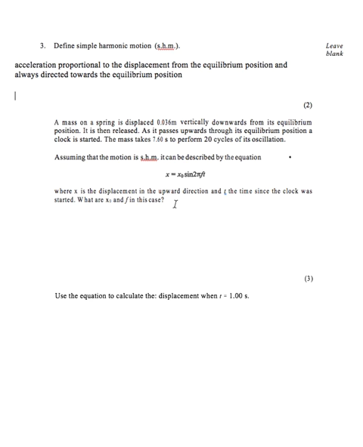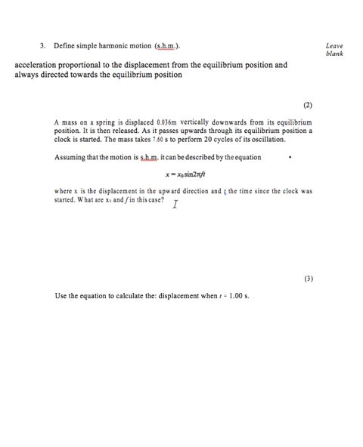So, a mass on a spring is displaced 0.036 meters vertically downwards from its equilibrium position. It is then released. As it passes upwards through the equilibrium position, a clock is started. So x equals 0 when t equals 0. The mass takes 7.60 seconds to perform 20 cycles of its oscillation.